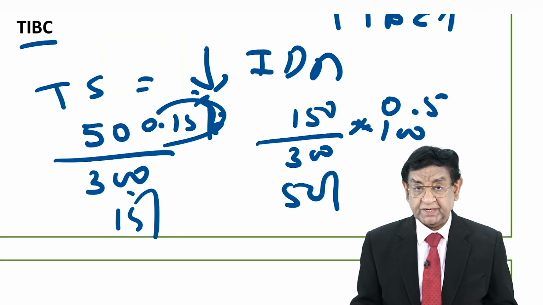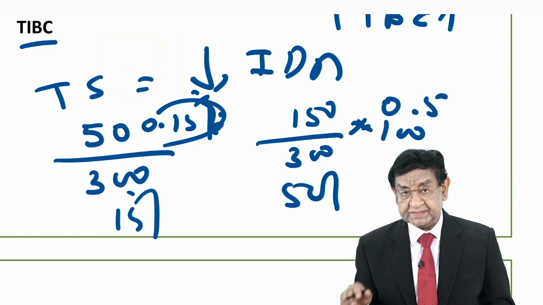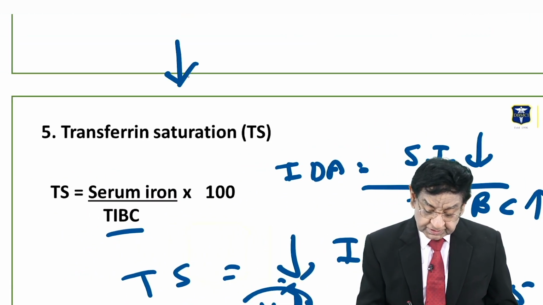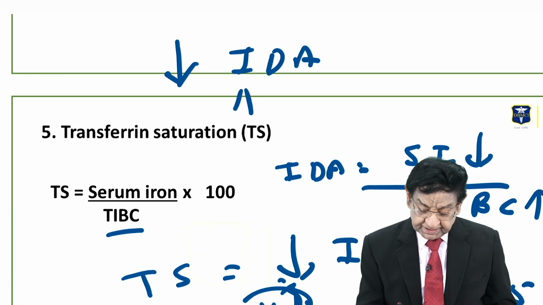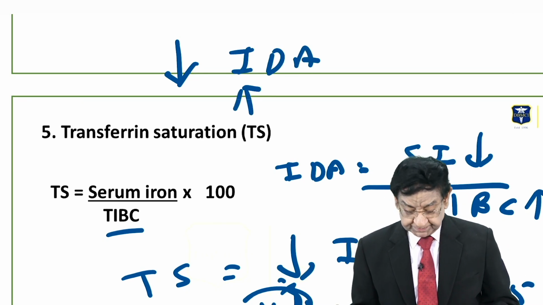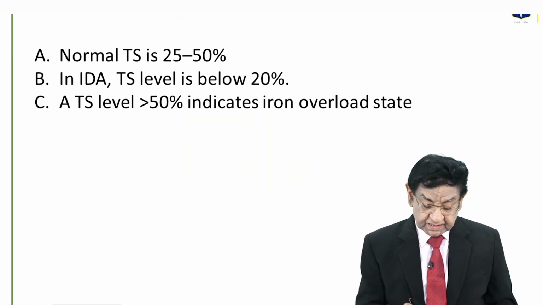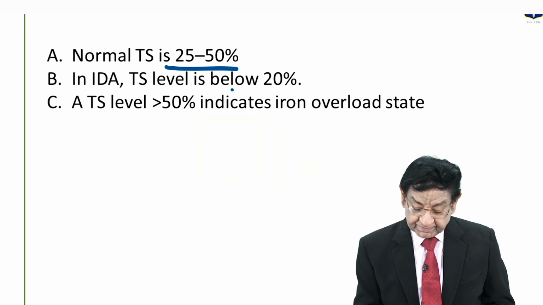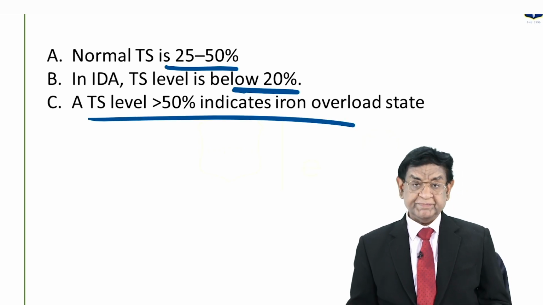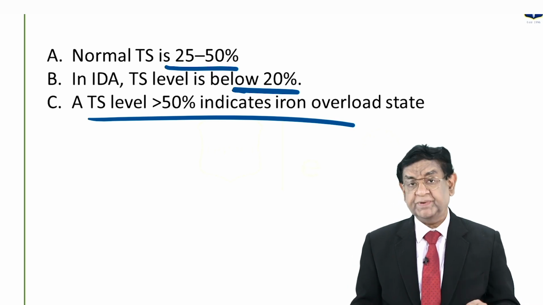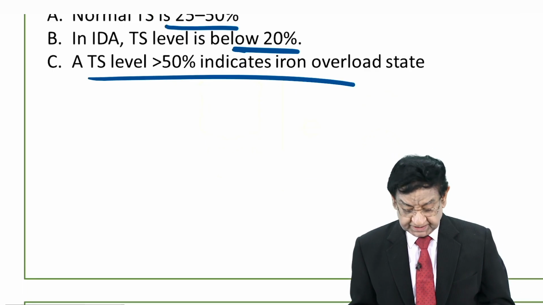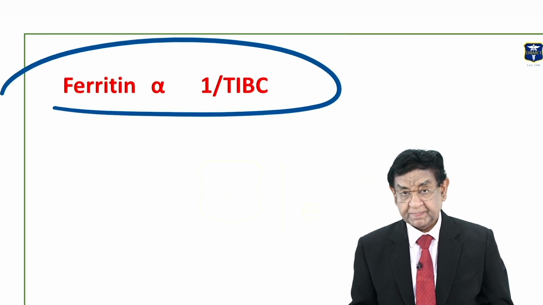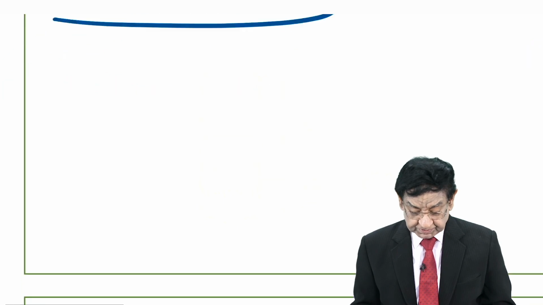So now you understood the meaning of serum iron divided by TIBC multiplied by 100 as transferrin saturation. It will be reduced in iron deficiency anemia. It will increase in iron overload state. So normal transferrin saturation is 25 to 50%. In IDA, TSAT level is below 20%, and over 50% indicates iron overload state. It is a summary of what I discussed in the previous slide. Serum ferritin level is inversely proportional to TIBC. Now, by now your concepts are clear, I suppose.